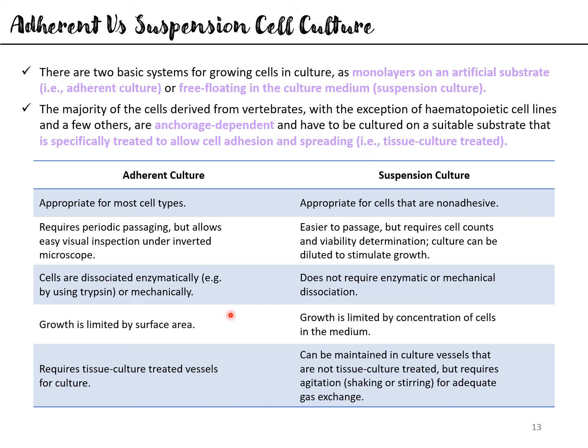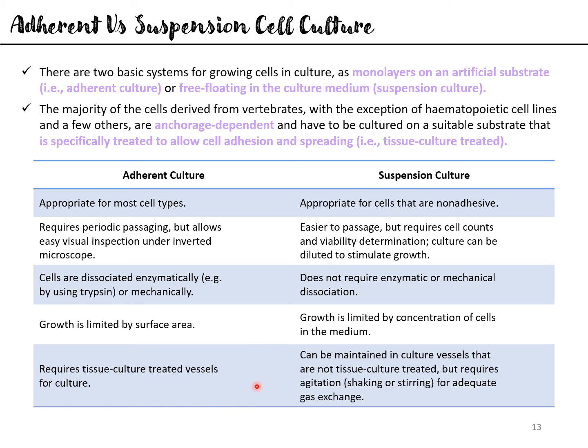Now for adherent cells, the growth would be limited by the surface area and typically you split or subculture the cells when your flasks or when your plates are at 70 to 80% confluency. Whereas in suspension cells, growth is limited by the concentration of cells in the media. If you allow it to go beyond a certain point, then your proportion of dead cells would keep on increasing.